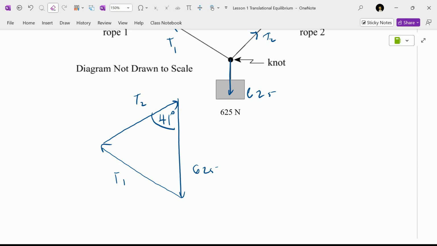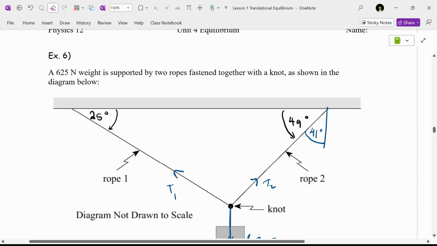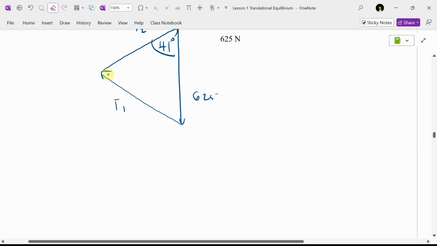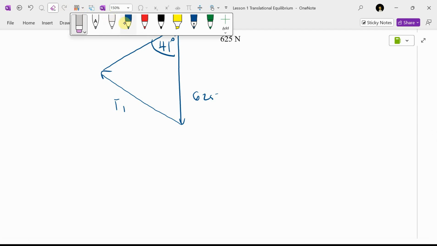Okay, I need one more angle. Here's where I'm going to use that line across the page trick. How big is this angle right here? 25 degrees. If I go across, that's 25. That's 90. How big will the bottom right corner be? How'd you figure that out? Okay. So it's going to be 65 degrees.